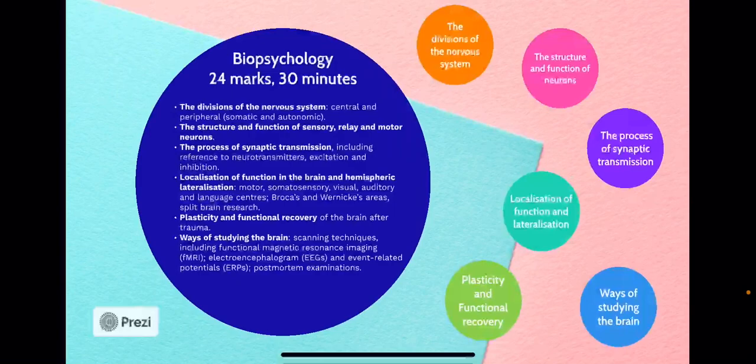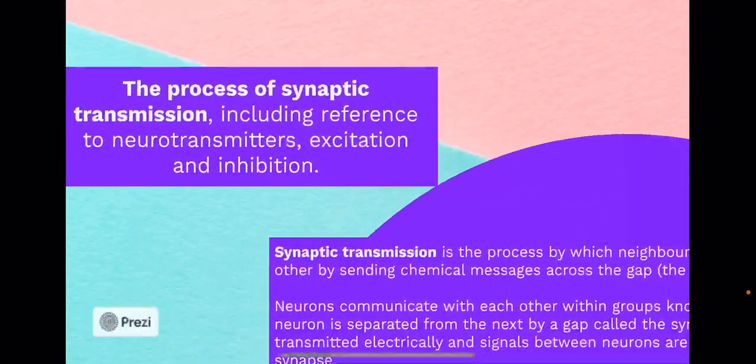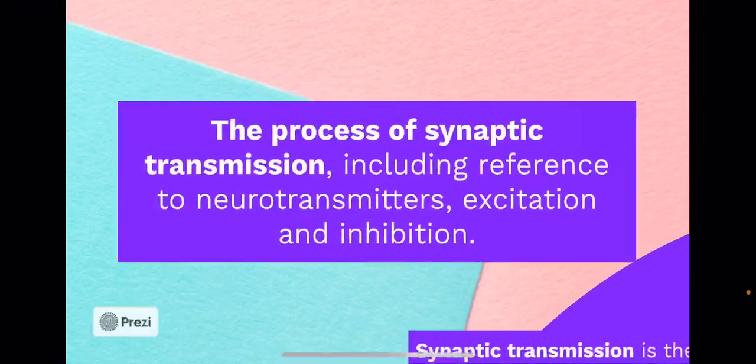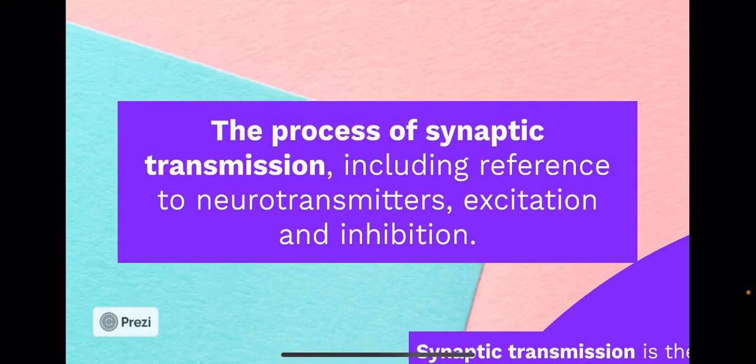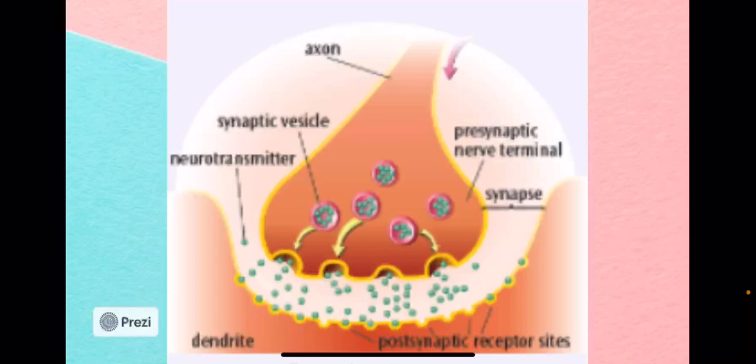Now we will have a look at the process of synaptic transmission. So you need to be aware of the role of neurotransmitters. You need to be aware what excitation and inhibition are also. To help with synaptic transmission, it really helps if you have a diagram.